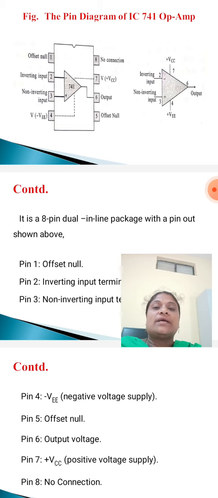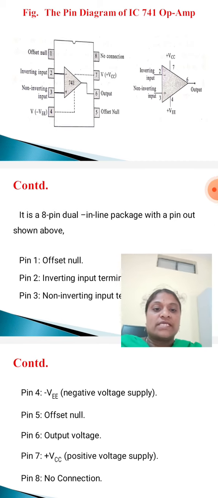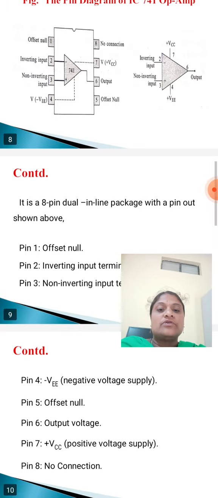Pin 5 is also the same as pin 1. This is also offset null. Okay, so what about pin 6? It is connected to output voltage.